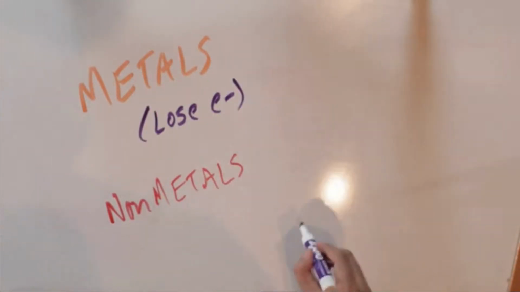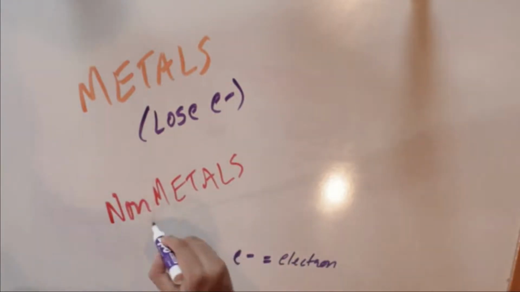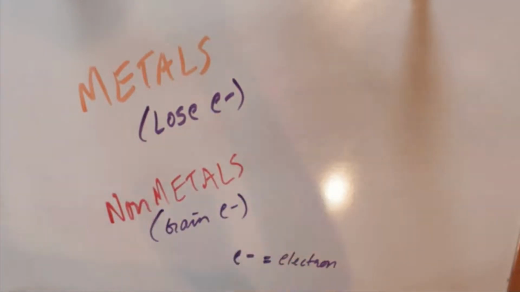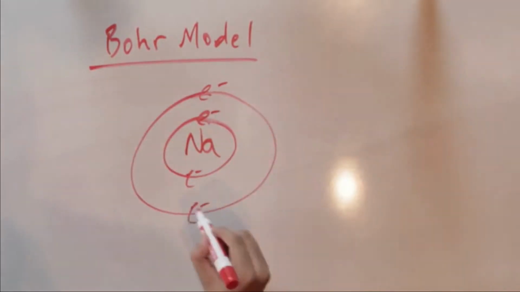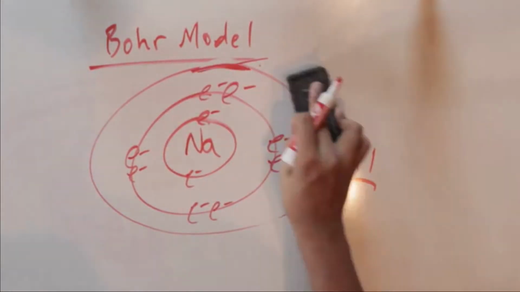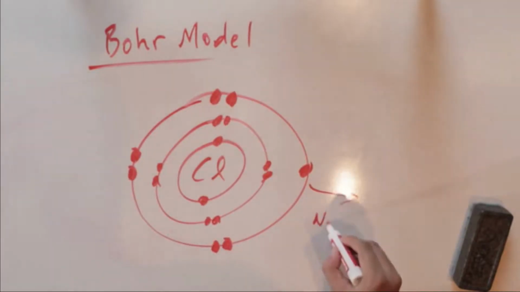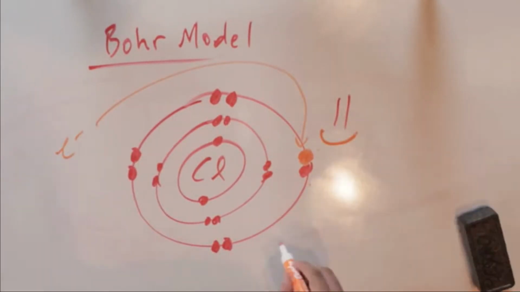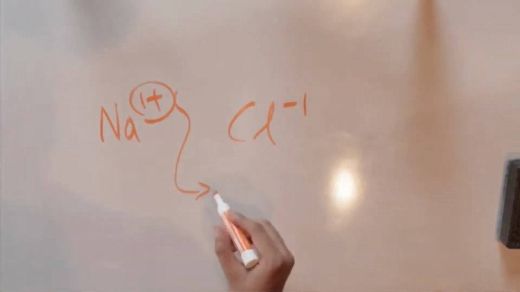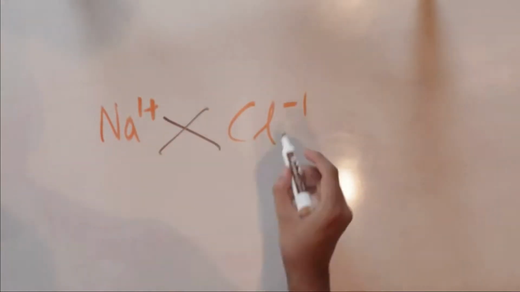Metals usually lose electrons and nonmetals usually gain electrons in order to fill their octets. For example, let's look at sodium chloride again. Sodium, which has the symbol Na, will lose an electron, whereas the chlorine atom will gain an electron because it's one away from obtaining a full octet. So now that we know the charges of the two atoms, we have to crisscross the charges, and so we get NaCl.